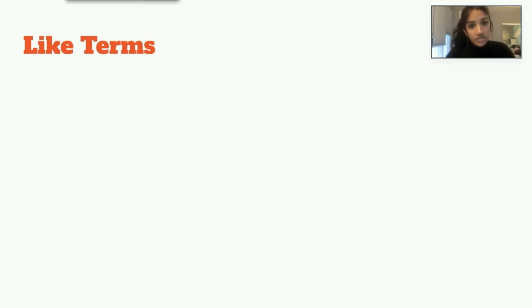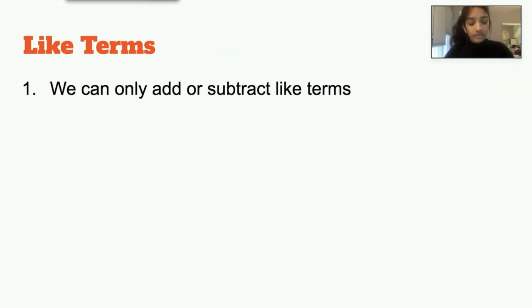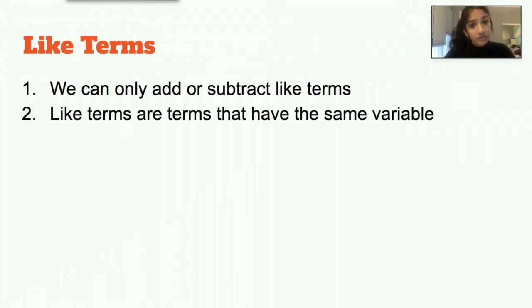When we're using the addition property of equality, or we're trying to add or subtract on both sides of the equation, remember that we can only do that with like terms. Like terms are terms that have the same variable.